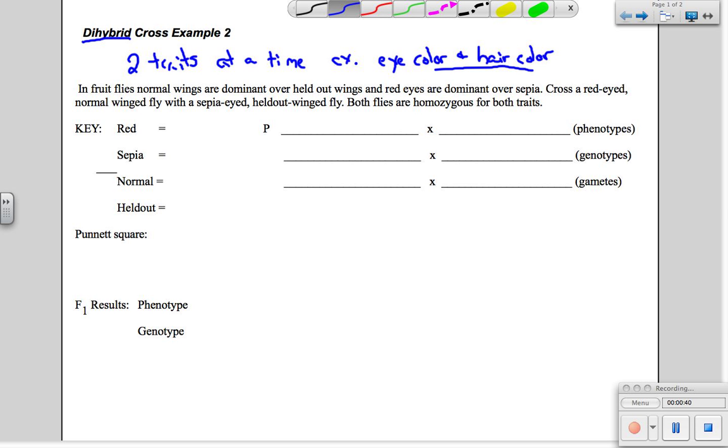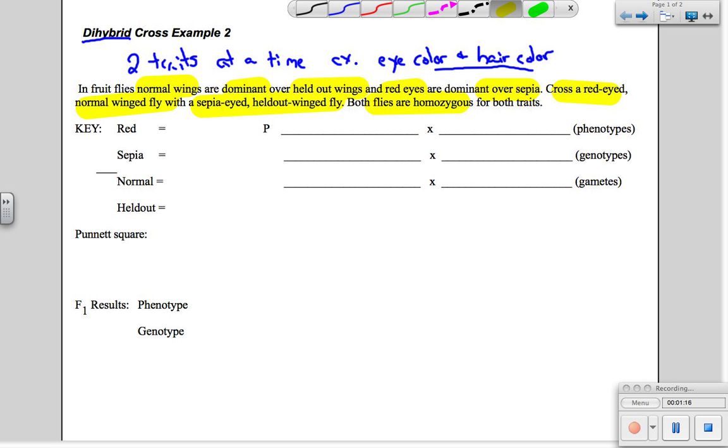So how do we set up a problem like this? First thing to do is to go through and pick out the important information in the problem. Let's consider this example 2. It says that in fruit flies, normal wings are dominant over held out wings, and red eyes are dominant over sepia eyes. In this cross, we're going to cross a red-eyed, normal-winged fly with a sepia-eyed, held-out wing fly. We also know that both flies are homozygous for both traits.